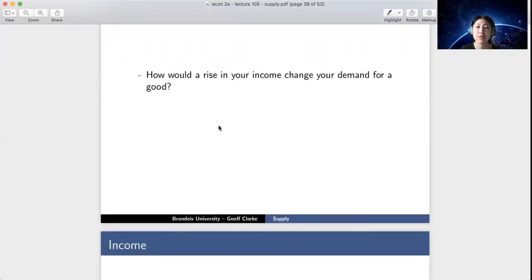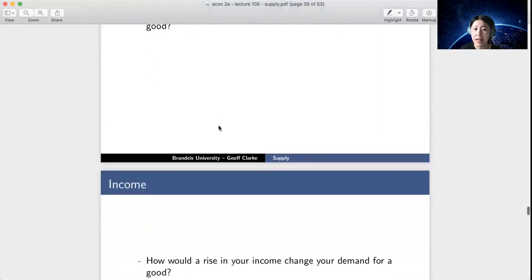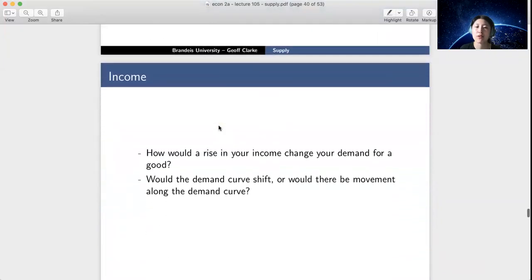That seems very intuitive, right? If your income changes, usually you would change your behavior on consumption. So let's say yes, then how would the income change your demand curve? Would the demand curve shift, or would there be a movement along the demand curve?